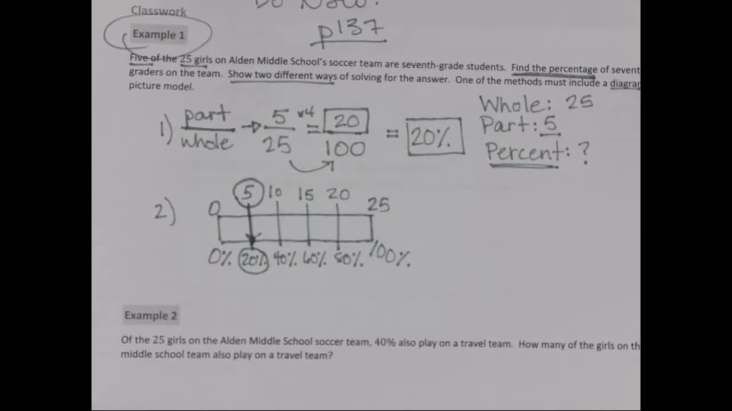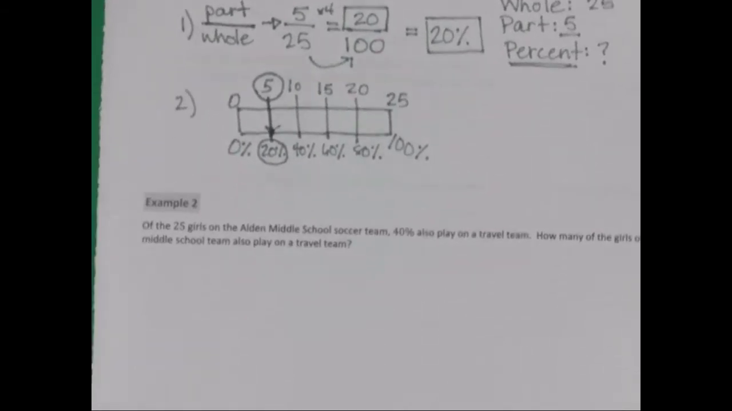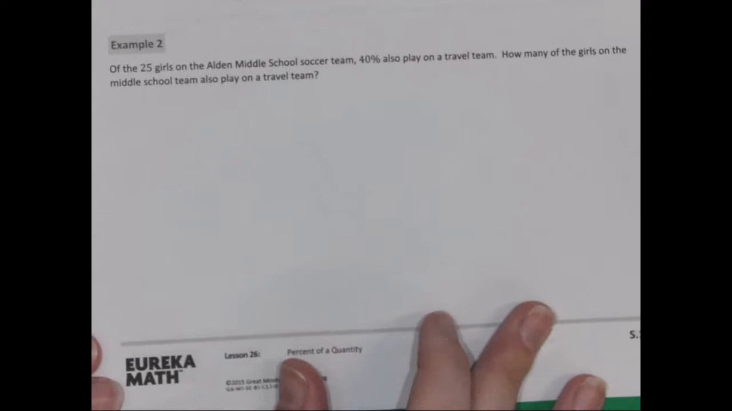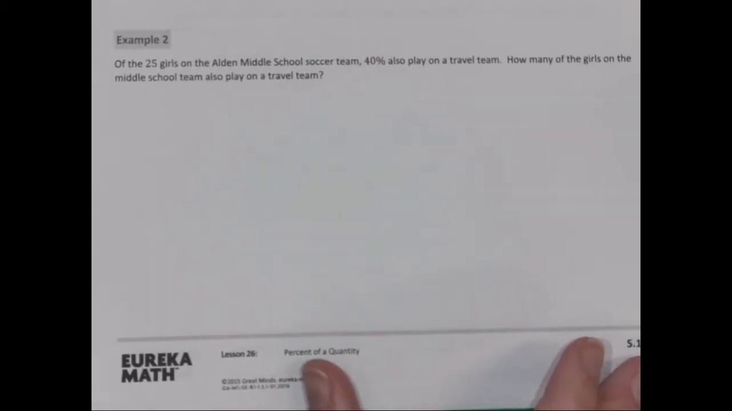Good. So let's move down to example 2. Example 2 says, of the 25 girls on the Alden Middle School soccer team, 40% also play on a travel team. How many of the girls on the middle school team also play on a travel team?